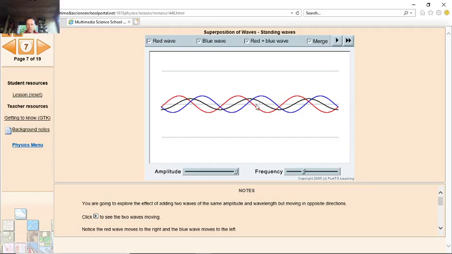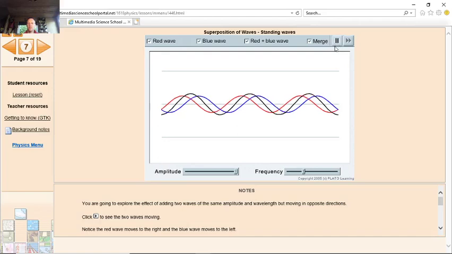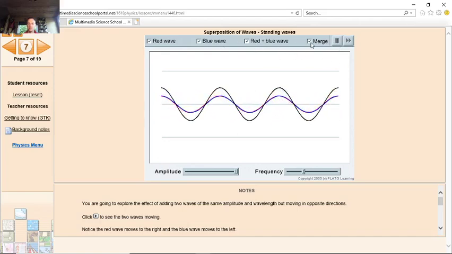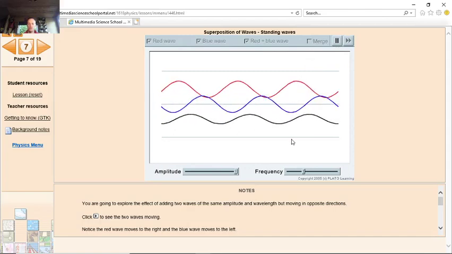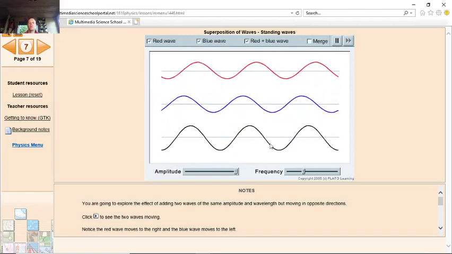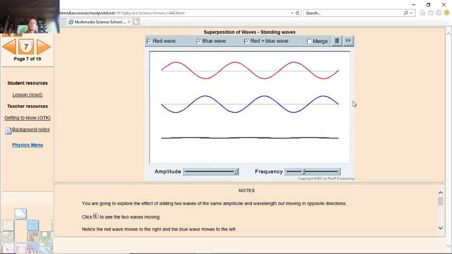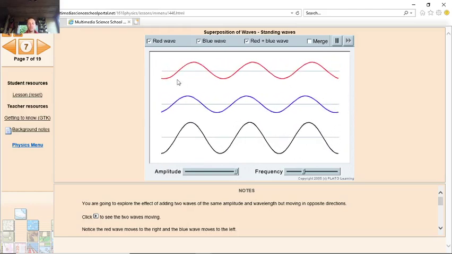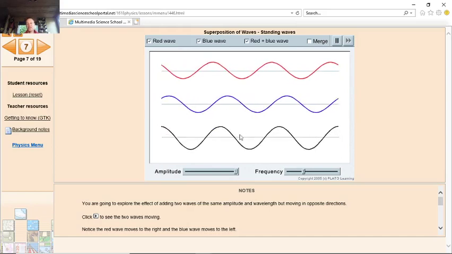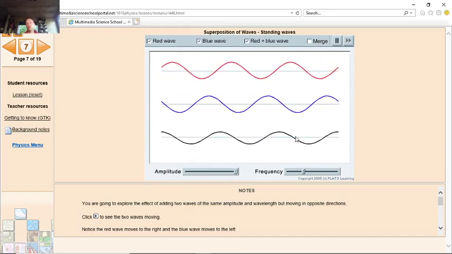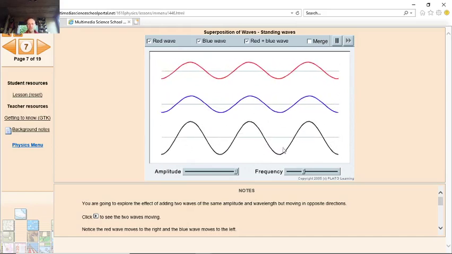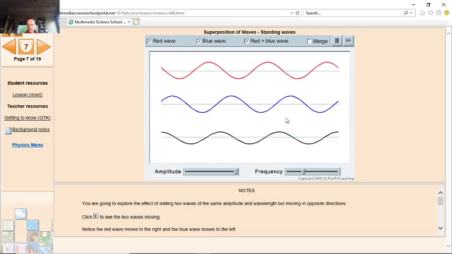The positive amplitude, the blue going up, is bigger than that, therefore it goes up here. Therefore, what I'm going to do is take the merge away and put the black line down. What I'm showing you now is the red going from left to right, and the blue going from right to left, and you see the resultant black wave happening here. And this is the standing wave I was trying to show you in a previous simulation.